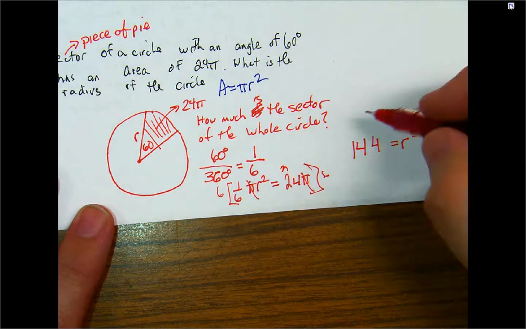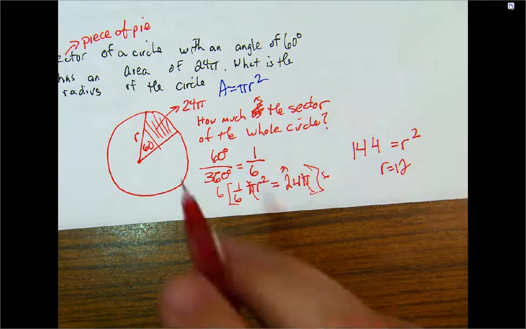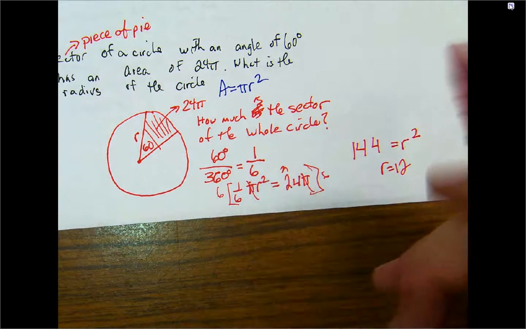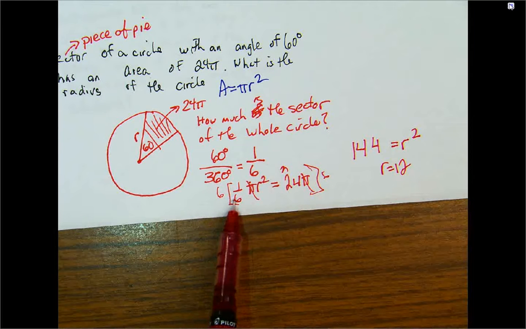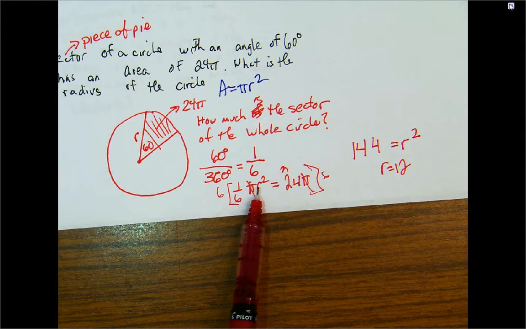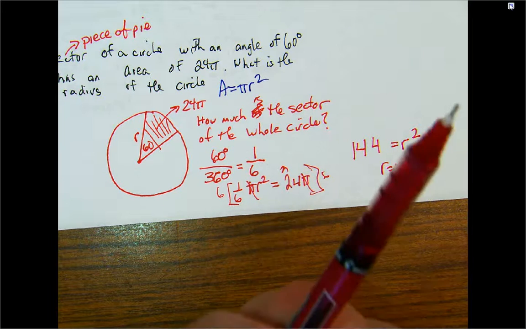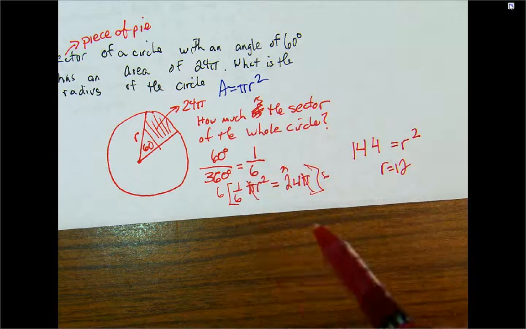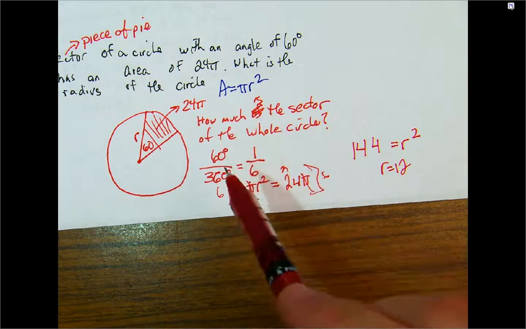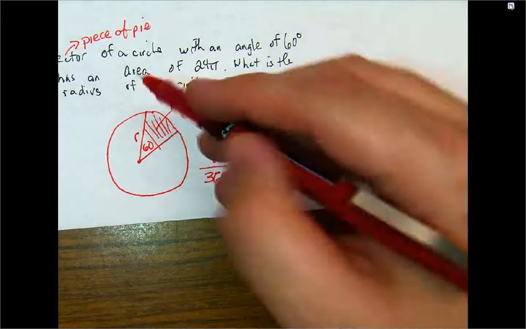Now, both of these problems, one over 6 times 6 is 1. So that's gone, and I'm just left with r squared equals the 144. Now, you have to remember a sector is going to be like a piece of the pie, so we're going to use the area equation, pi r squared. An arc length is going to be the length on the circle, so we're dealing with perimeter, or circumference in that case.